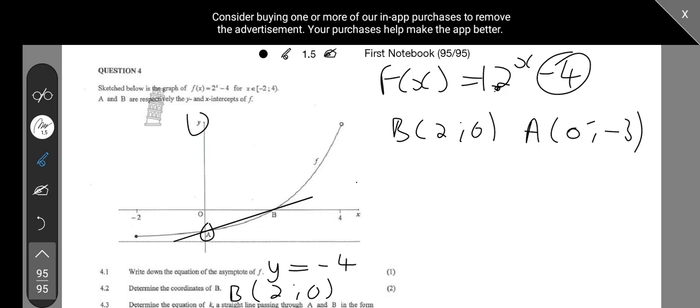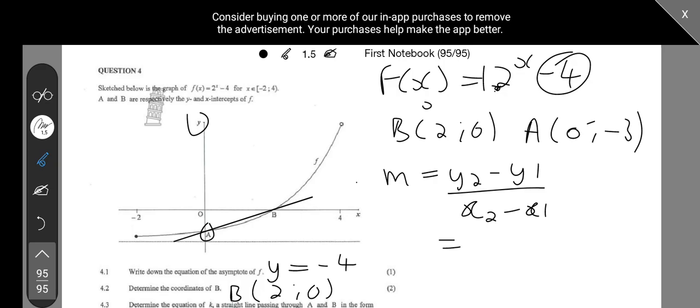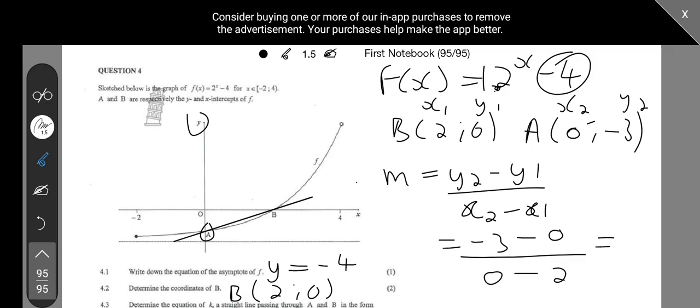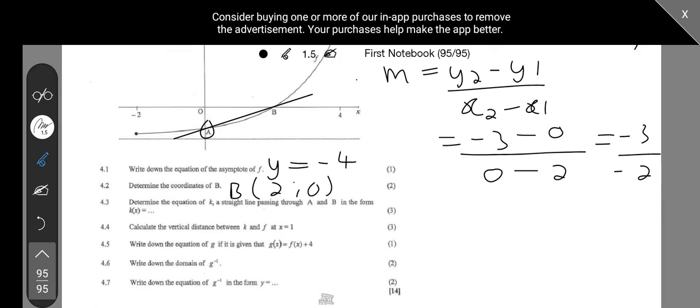First of all, you must know the gradient or the slope. m is equal to y2 minus y1 over x2 minus x1. And then this will be x1 and y1, and this will be x2 and y2. If it's x1, it must go with y1. So what is y2? y2 is minus 3. So it's minus 3 minus 0 over 0 minus 2. And at the end, we're going to have minus 3 over minus 2. And because you will use a calculator, your answer will be 3 over 2.